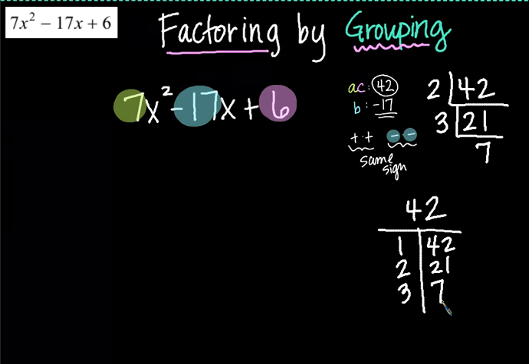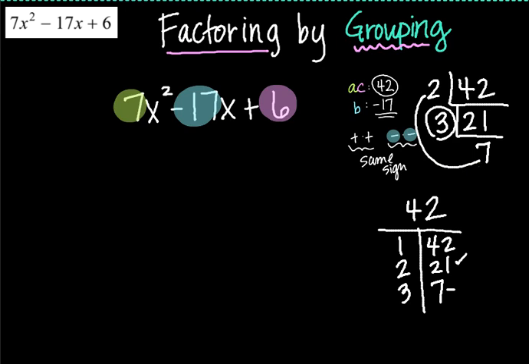So since both of them have to be negative, have I found one that works? Wait, hold on. What's 3 times 7? That's not 42. 2 times 21 is, but 3 times 7 isn't. 3 times 14 is. So instead of 3 times 7, we have to use 3 times 14. You can't just go straight from the prime factorization and say that 3 times 7 is a factor pair. It's 3 times the other two factors. So what is negative 3 combined with negative 14? Well, that adds up to negative 17. So we found the factors of AC that add up to B.